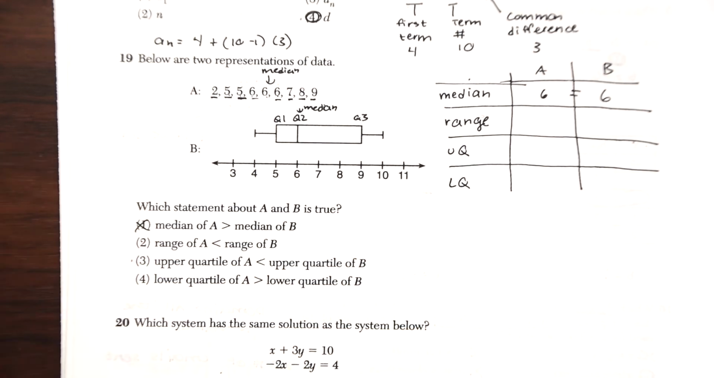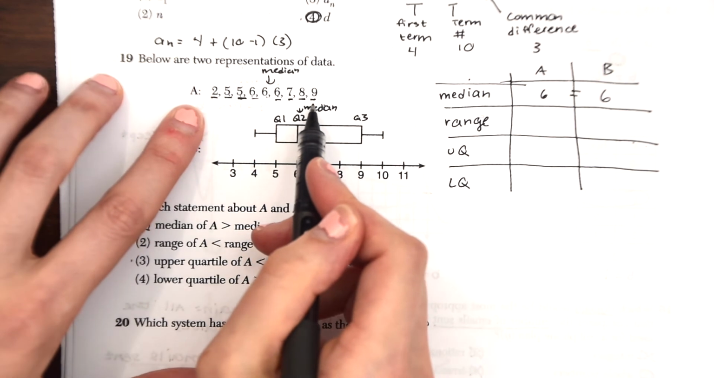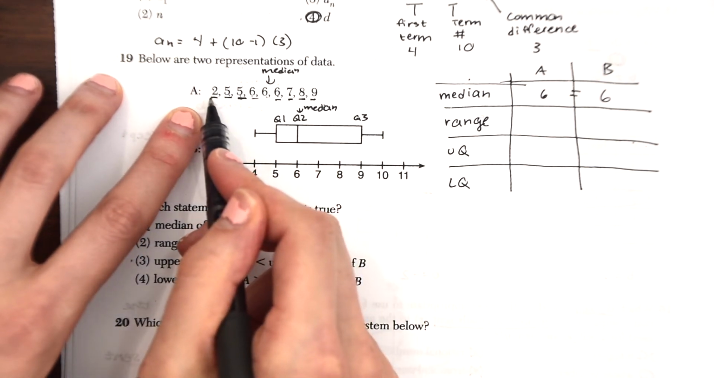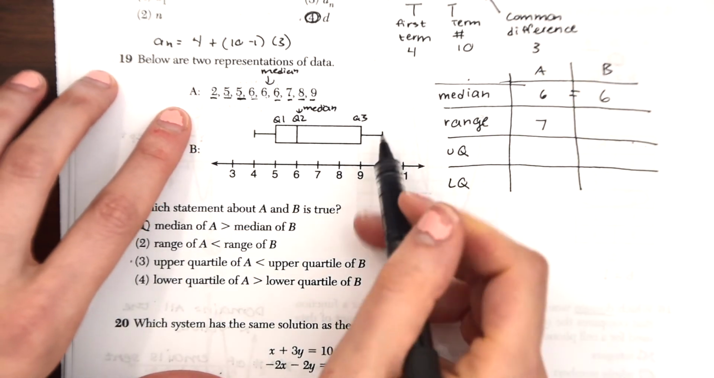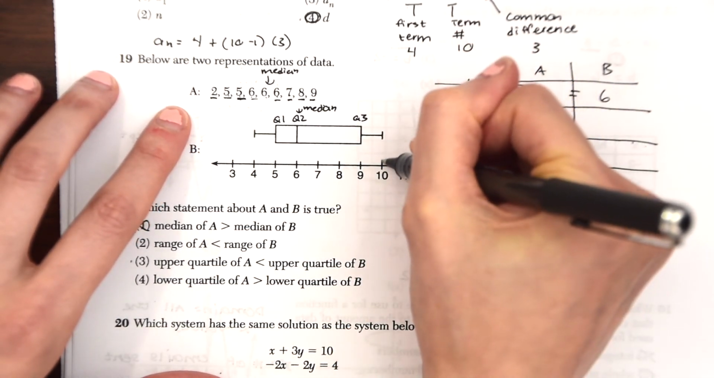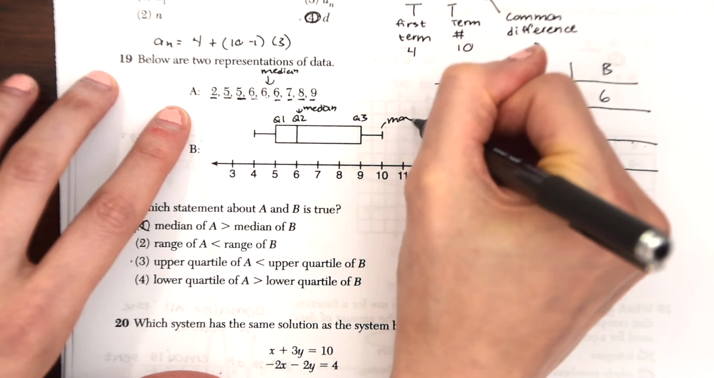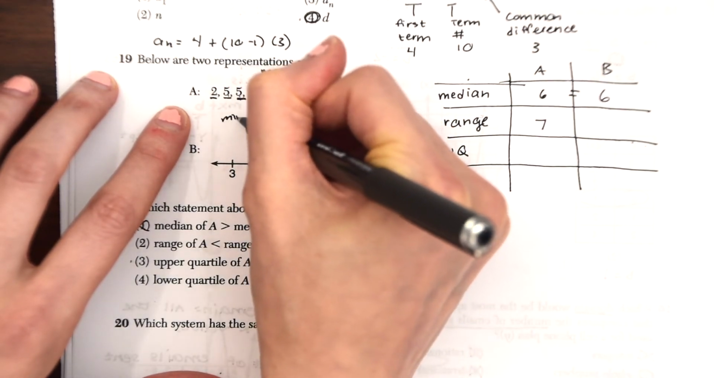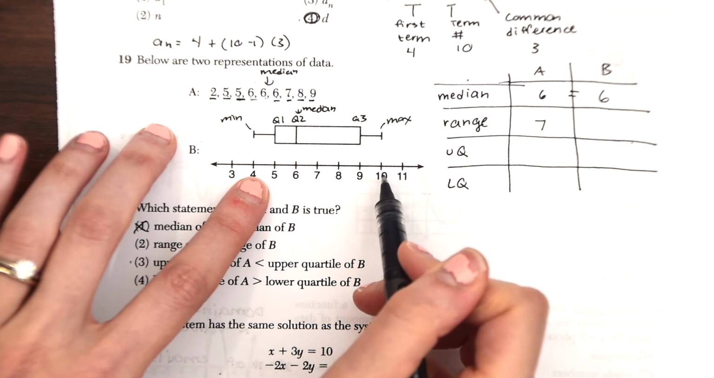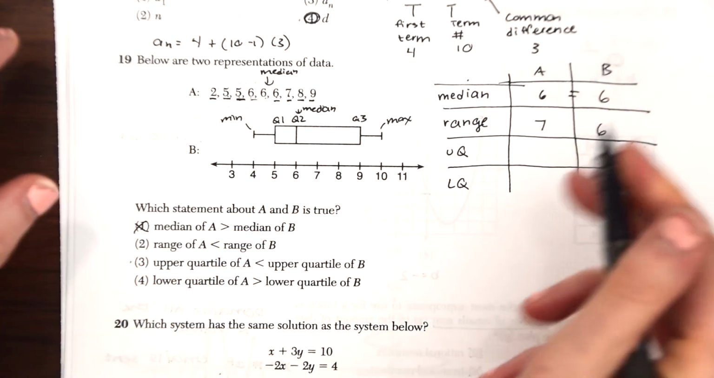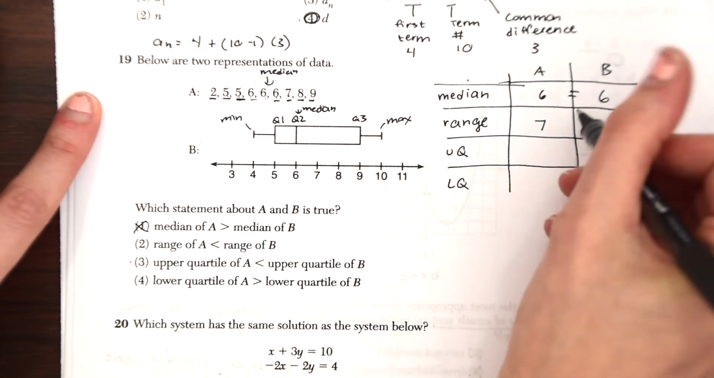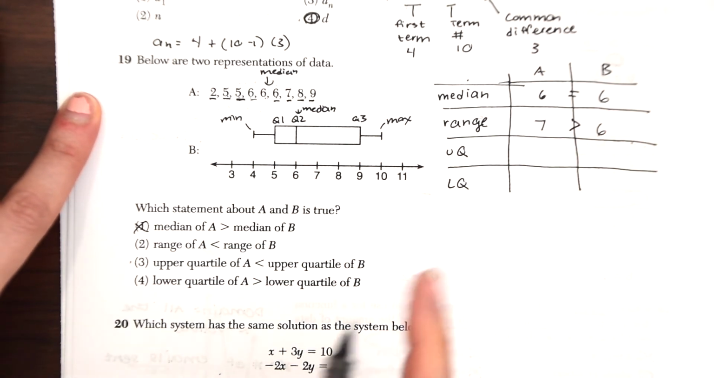Now let's look at the range. The range is always the highest number minus the lowest number. So for A, that's 9 minus 2. The numbers are already in order here, which is nice, which gives us 7. And then right here, this is the max, and this is the min. And to find the range, we're just going to take 10 minus 4, which will give us 6. So you can see the range of A is greater than the range of B. So this is also wrong.